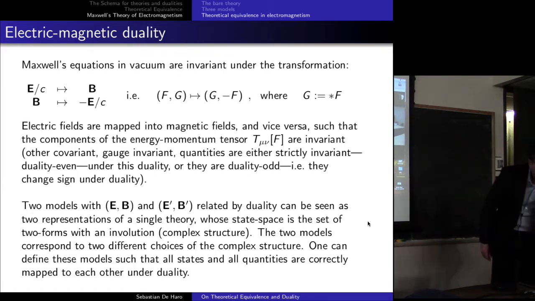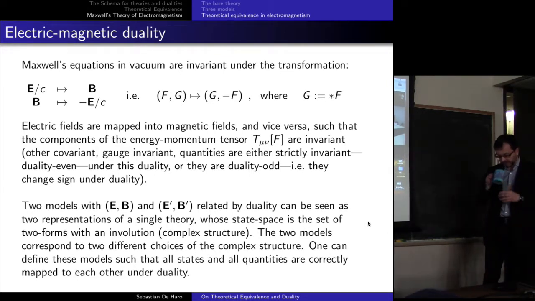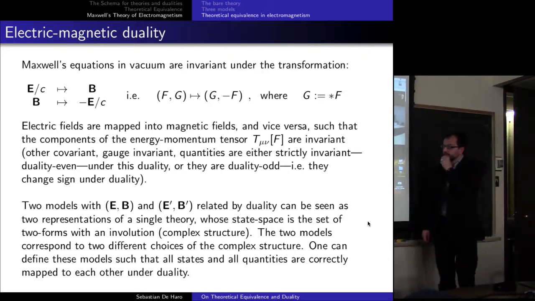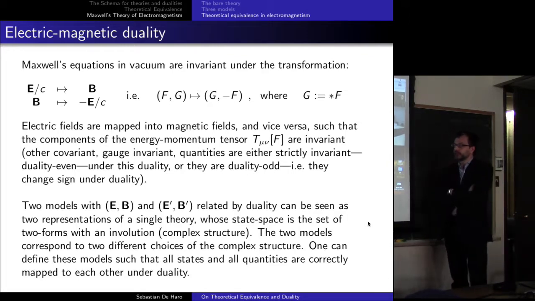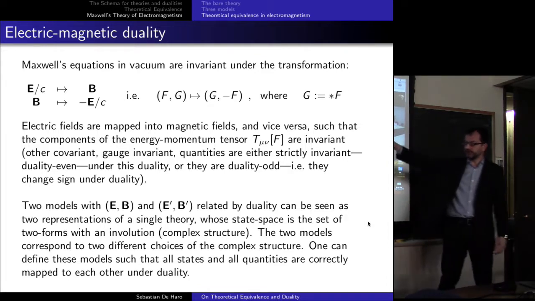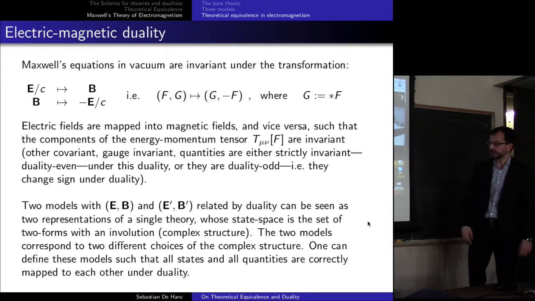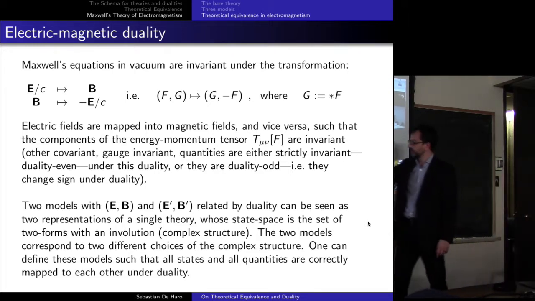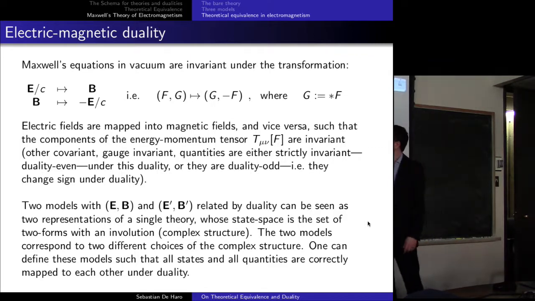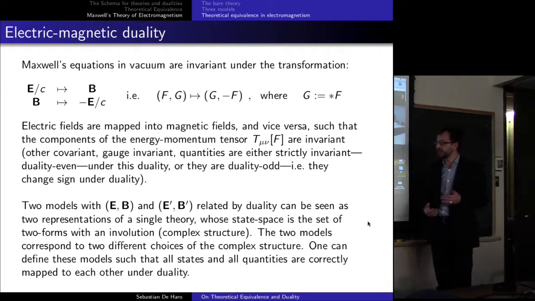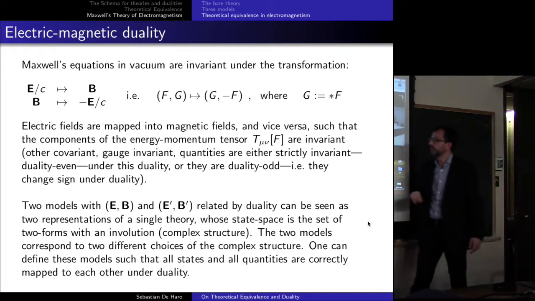Okay, so now I will go to the second example of electric-magnetic duality. It is well known that Maxwell's equations in vacuum are invariant under this transformation where the electric field goes to the magnetic field and the magnetic field is mapped to minus the electric field. You can summarize this in the language of Faraday tensors by saying that there are two tensors, F and G. G is the Hodge dual of F.